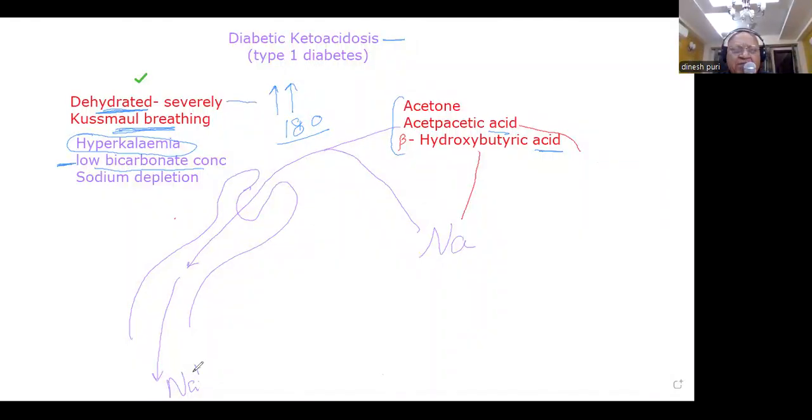So we have seen some of the important features and tried to explain their biochemical basis. I have got another video also on this where you can see greater detail, and in my book also, a clinical case is there related to diabetic ketoacidosis. Those of you who want further details can see there.